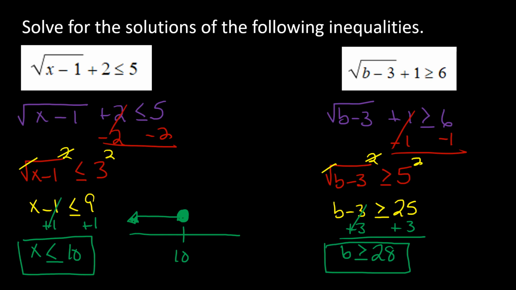We can graph this, right? We can put that on a number line. Here at 28, we're saying that b is greater than or equal to, so it'd be a solid point. And we're talking about all the numbers greater than, so I'd go to the right. Okay. Let's go ahead and move on.